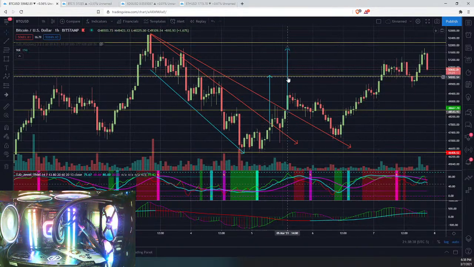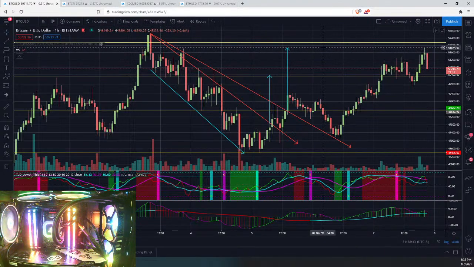Came up, hit our first measure move perfectly. And then what happened after that? Hit our second measure move perfectly. I mean, look at that. That is absolutely to the T. We hit our measure move.